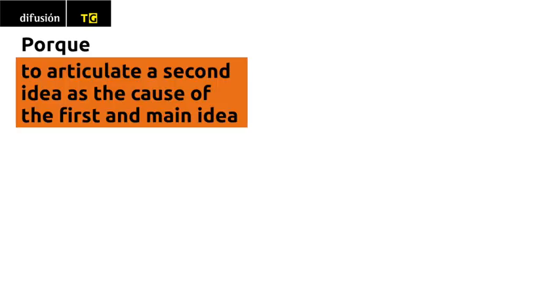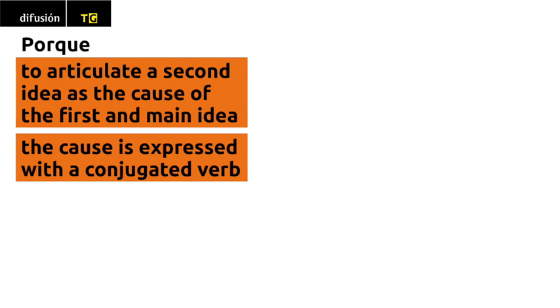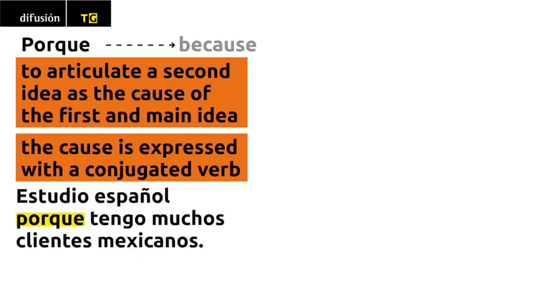¿Por qué? Porque, por, por eso, para. The connector porque is used to articulate a second idea as the cause of the first and main idea in a sentence when the cause is expressed with a conjugated verb. It is usually translated as because in English. Estudio español porque tengo muchos clientes mexicanos.